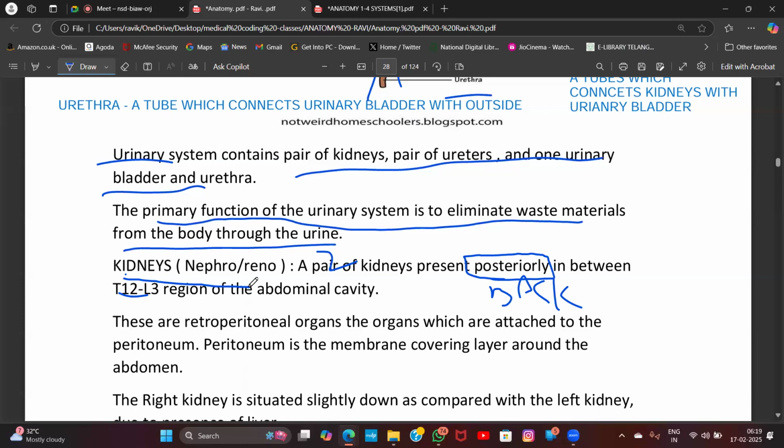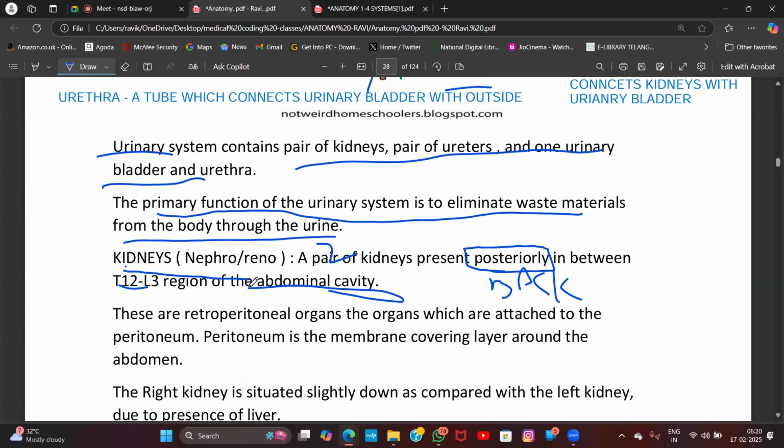T12 is a thoracic vertebra. The vertebral column consists of bones. T12 to L3, thoracic and lumbar region of the vertebral column, in the abdominal cavity. Abdominal means the stomach region. The organs present between T12 and L3 in the abdominal cavity are called kidneys.